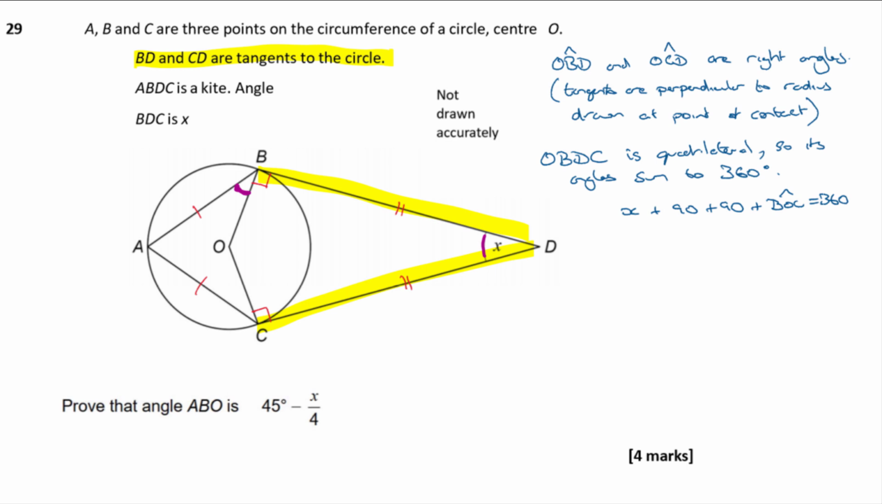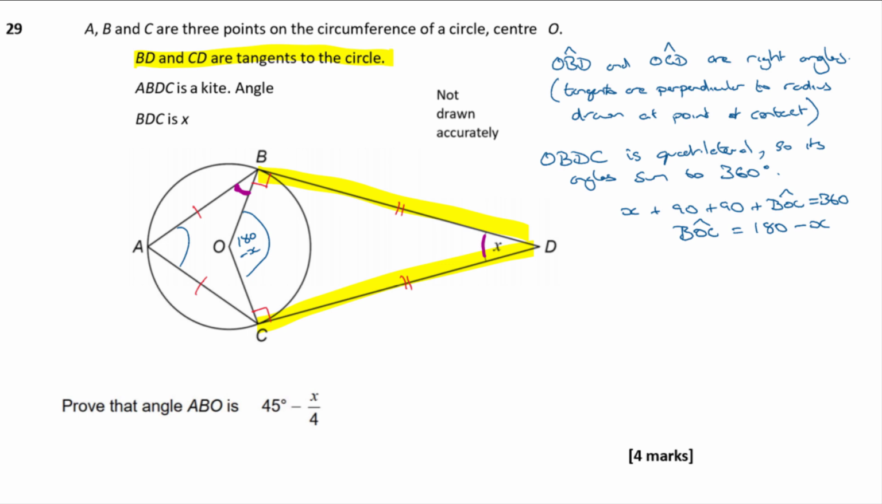Okay, so I know that 90 and 90 is 180, and I take that away from 360, that's going to leave me with 180. So angle BOC then is going to be 180 minus x, just simplifying that down a little bit. Now I also can see that that is the angle at the center, and this one here is the angle at the circumference, isn't it? So I know that these two are related.